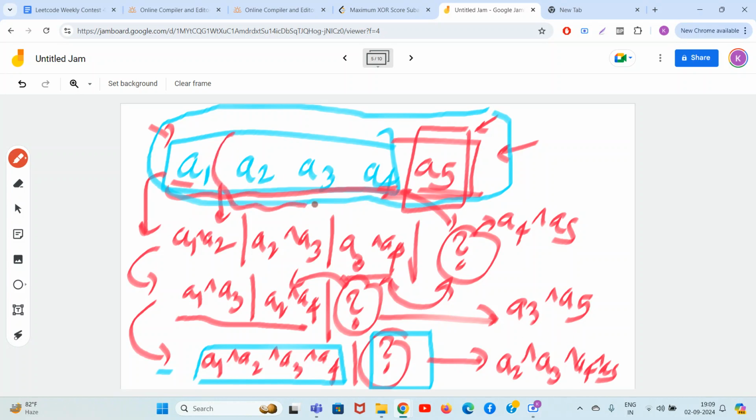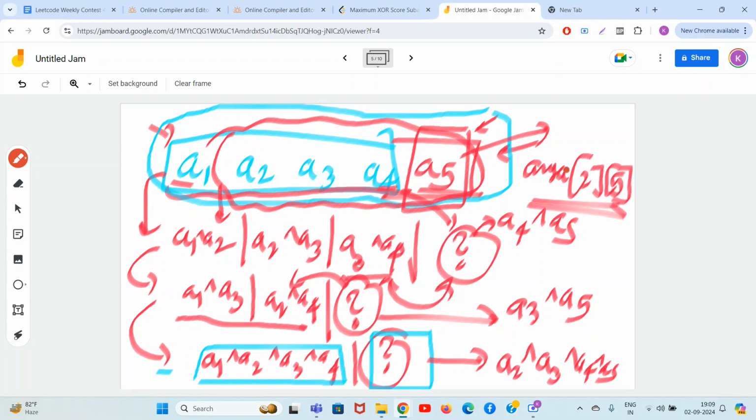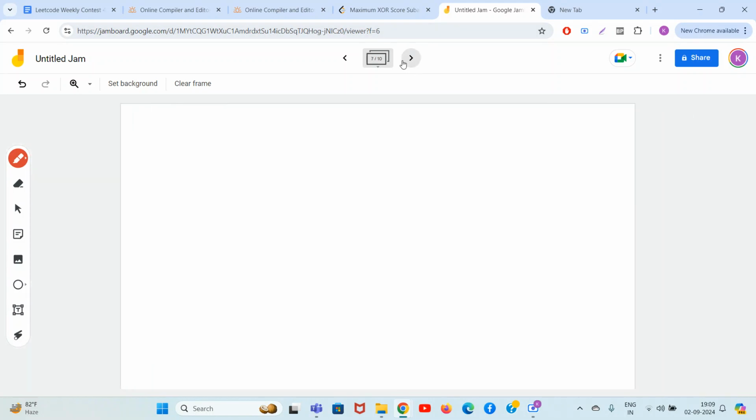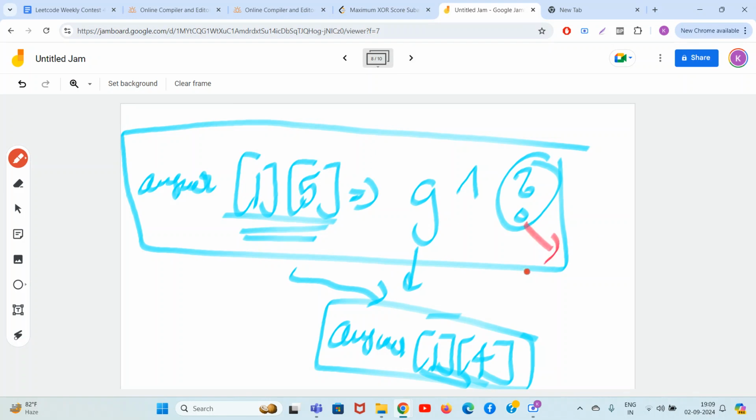A2, A3, A4, A5 is nothing but the answer of the range from 2 to 5. That means the question mark is nothing but the answer of 2 to 5. Now can you see the pattern?